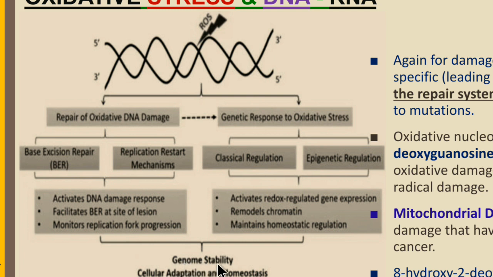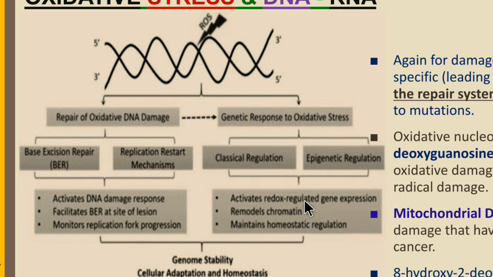So the genome is going to get stable, and cellular adaptation and homeostasis takes place. Whereas if the genetic response to oxidative stress, the classical regulation, is going to take place, then epigenetic regulation also has to take place. So one damage will be like this, that is the genetic damage, and this will be the epigenetic damage.